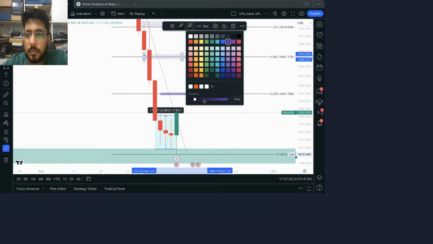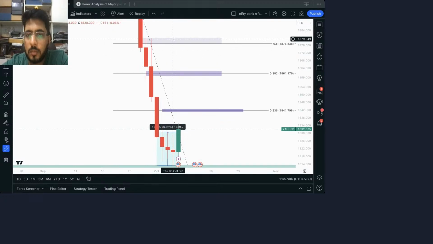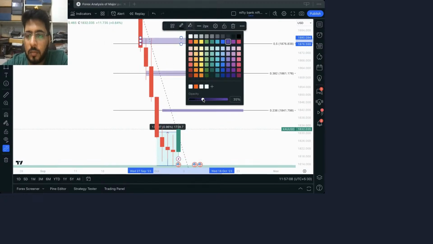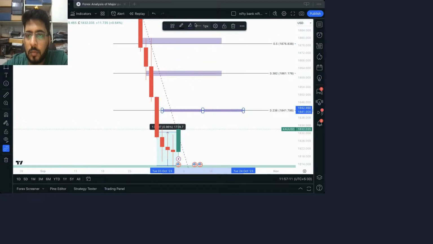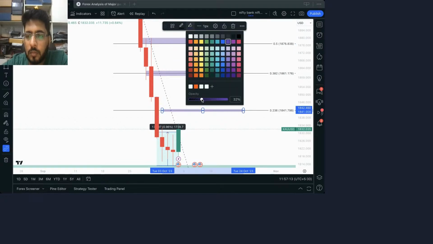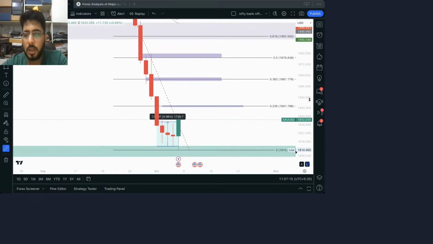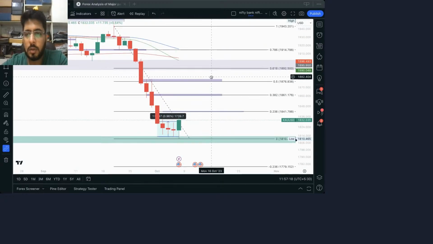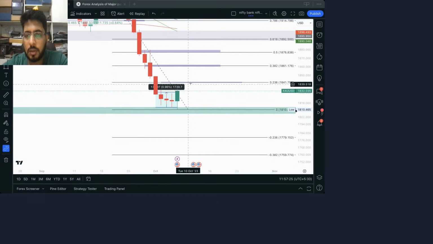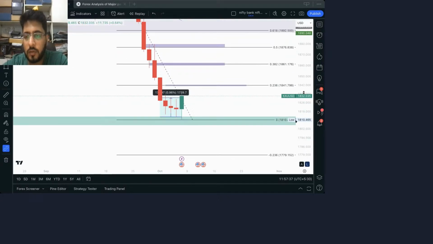So I'll try to keep my chart as clean as possible. It's a big zone, so this is very far. So we can see in the coming week this area of interest, or it might be this area of interest, and also the lower part of this zone. So these are the three areas of interest for me.